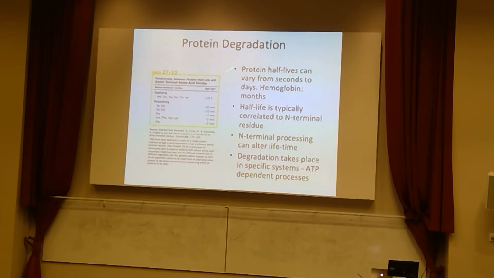The cell definitely controls how long a protein is kept around. Half-lives for proteins can vary from seconds to days. Actually, hemoglobin that's present in your red blood cells can stick around for a period of months. So what are the messages that exist within the cell and on a protein that tell the cell whether or not it should be degraded rapidly or slowly? There's something called the N-end rule, which is one really key aspect of protein lifetime.